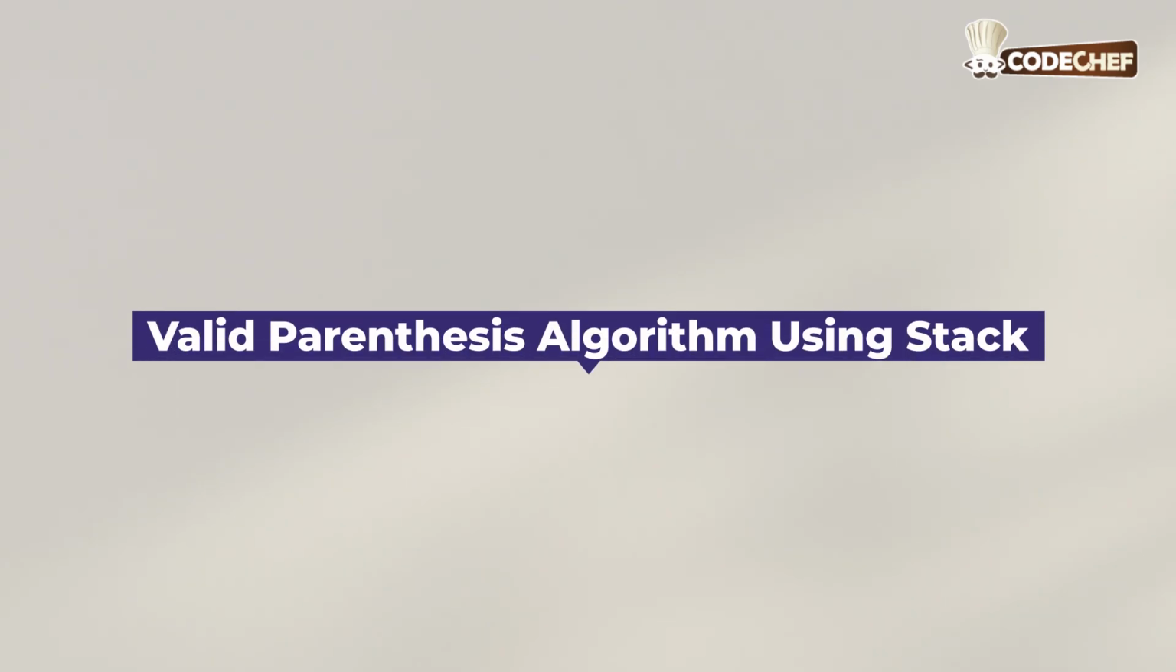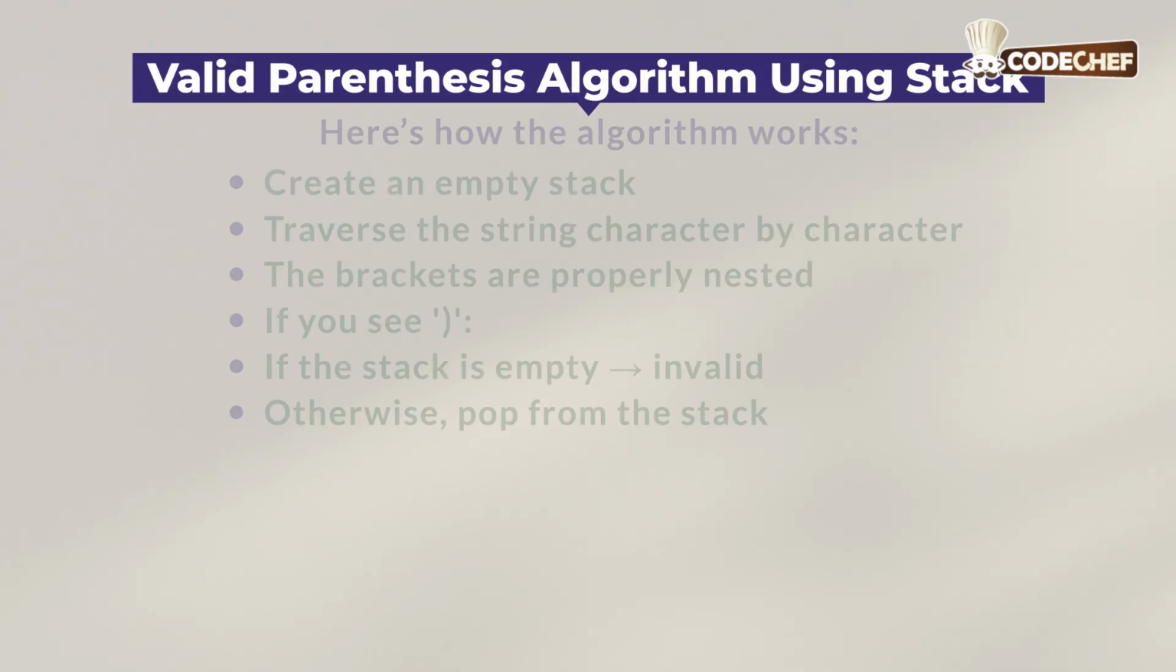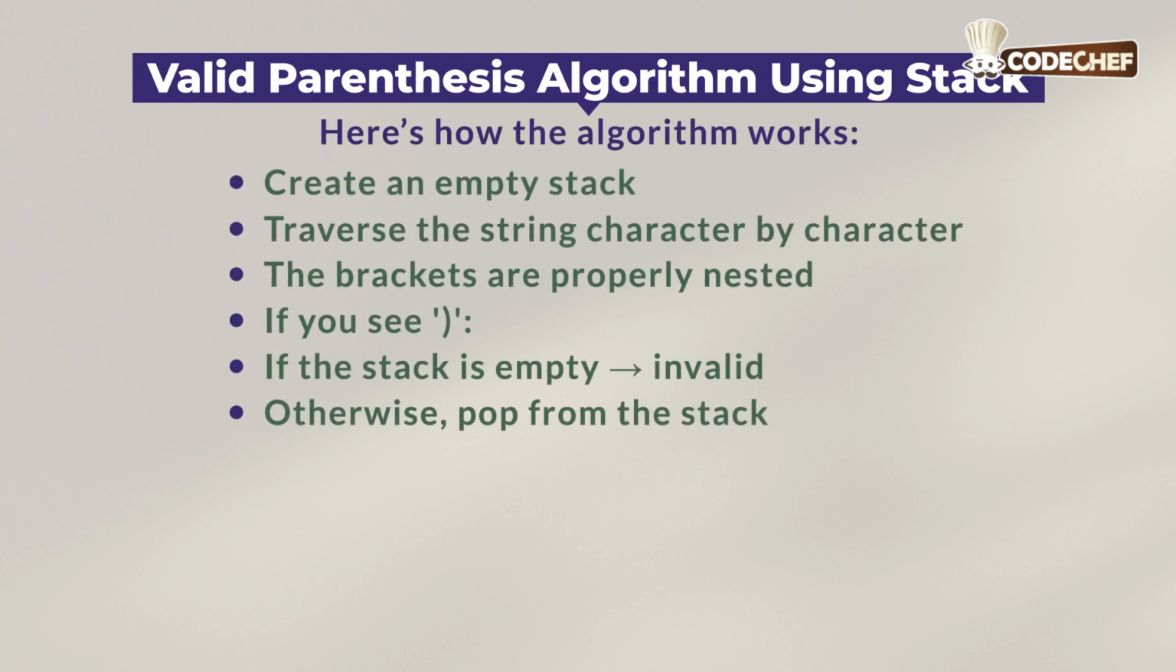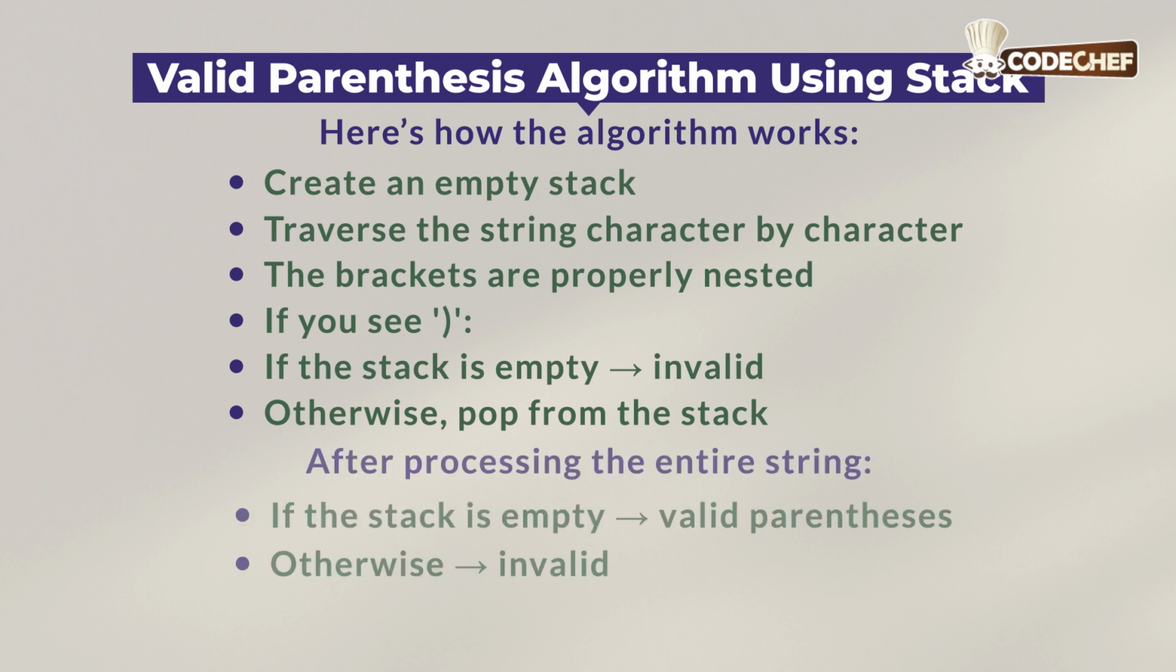Valid parentheses algorithm using stack. Here's how the algorithm works. First, create an empty stack and traverse the string character by character. If you see an opening bracket, push it into the stack, and if you see a closing bracket, if the stack is empty, it is invalid, otherwise pop from the stack. After processing the entire string, if the stack is empty, it's valid parentheses, otherwise invalid. It's a simple logic, a powerful use of stack.